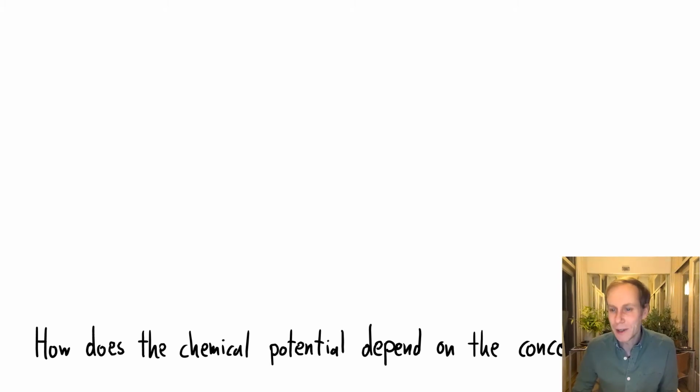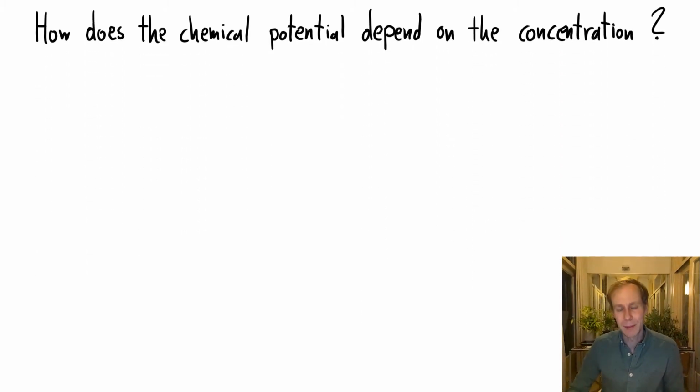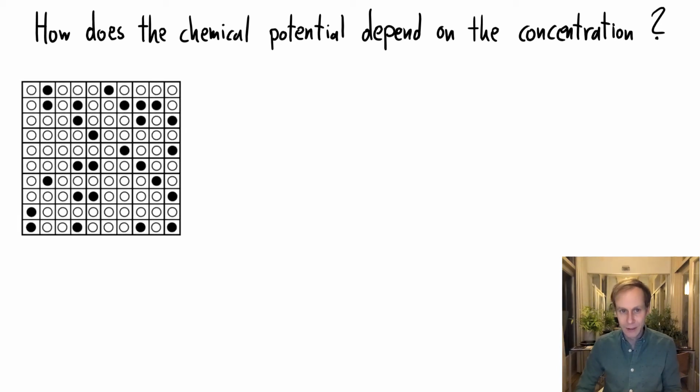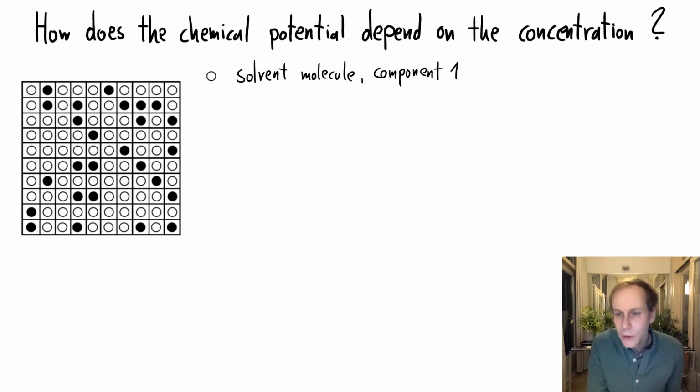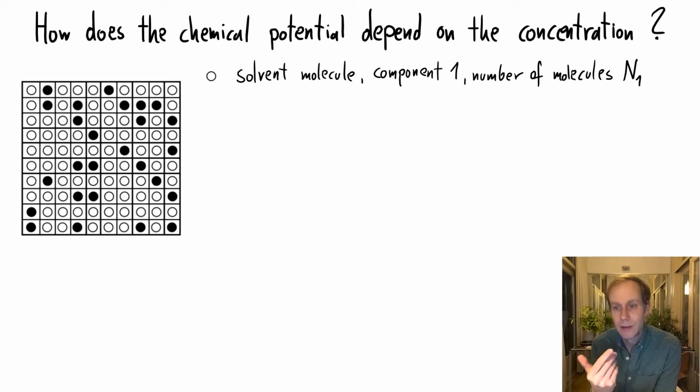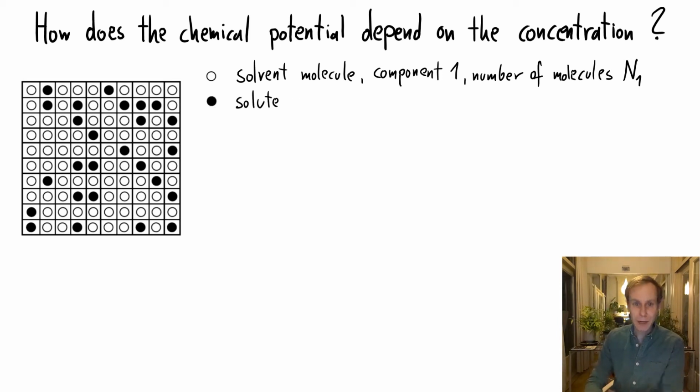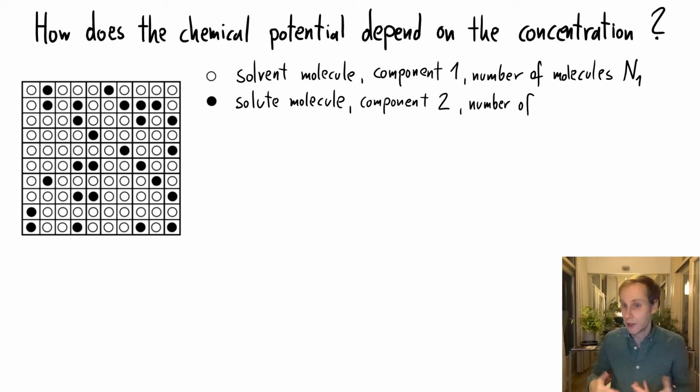Okay, in the following we will develop a model that will give us an expression for the chemical potential dependence on the concentration. So the model is based on this grid. That grid is filled with these black circles and these white circles. The white circles are the solvent molecules, and we call them component 1 in the following. And the number of solvent molecules is given as capital N1. The black circles are the solute molecules, which we call component 2. And their number is given as capital N2, of course.